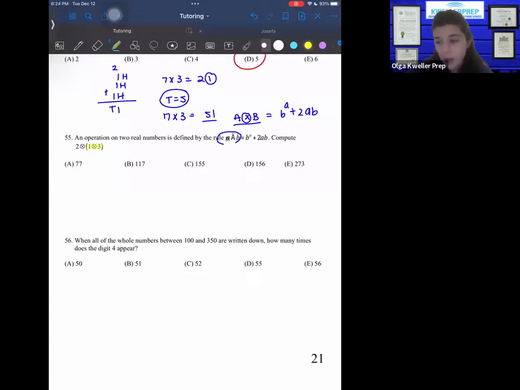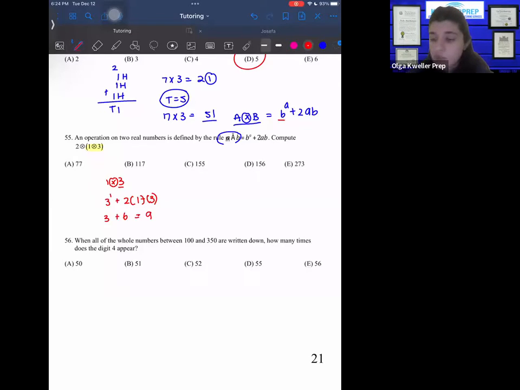So basically we just follow the pattern, but you still have to use PEMDAS here. So we're going to follow the pattern with 1 symbol 3 first. What that means is that we're going to take B, which in our case is 3, and we're going to put it to the A power. So 3 to the first power plus 2 times A times B. So we just follow the same pattern, and then we simplify this using the rules of PEMDAS. So 3 to the first power is 3, and then 2 times 1 is 2, times 3 is 6, and this will simplify to 9.